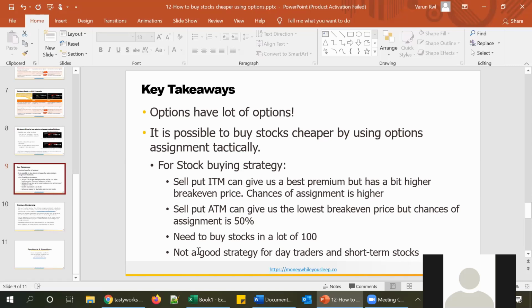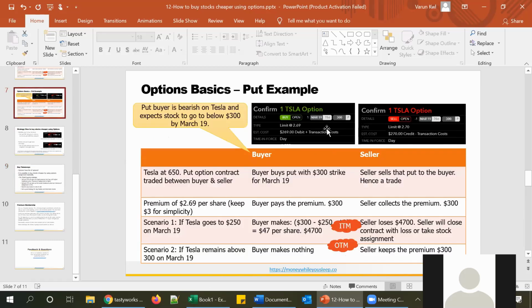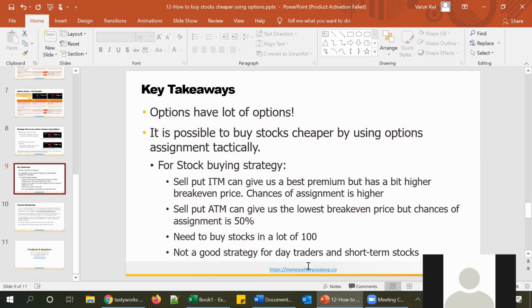It's not a good strategy for day traders and short-term stocks where you want to enter and exit. The movements are very fast, or you are speculating about a stock. Then I don't think it's a good strategy for those. The main reason is because your expiry dates might be a little bit away, so you may not be able to get enough benefit of it. So that is the reason behind it not being a good strategy. You have to wait until the expiry date to get this assignment done.